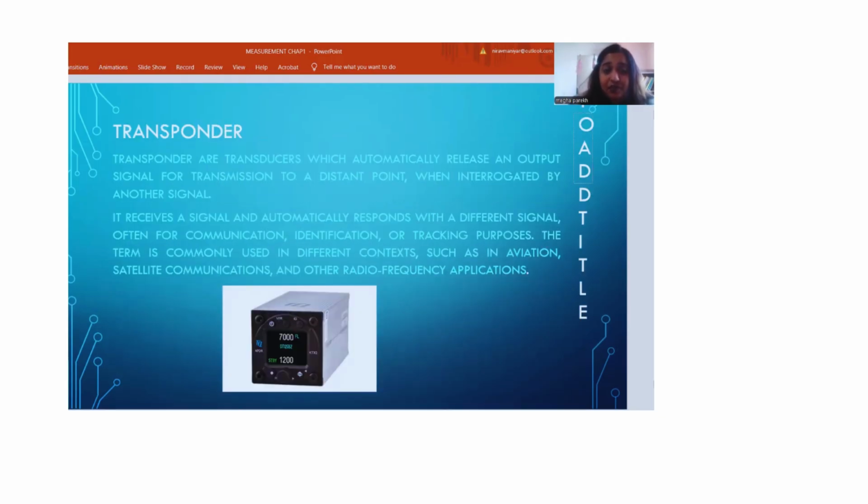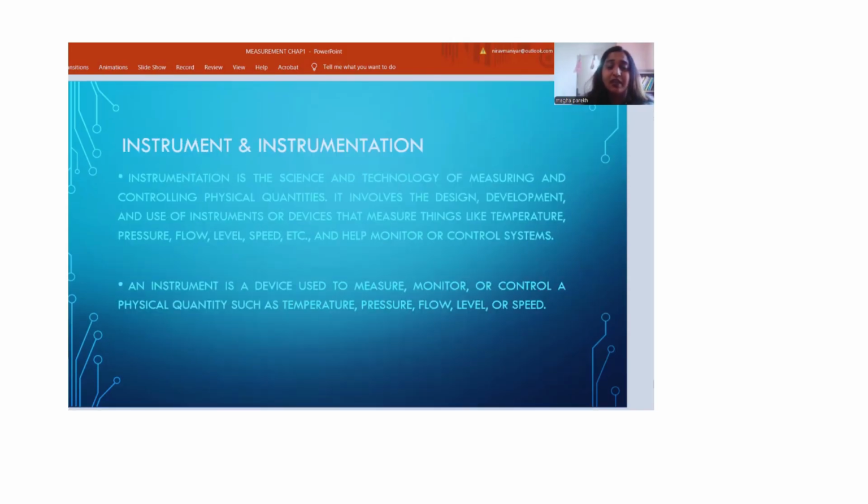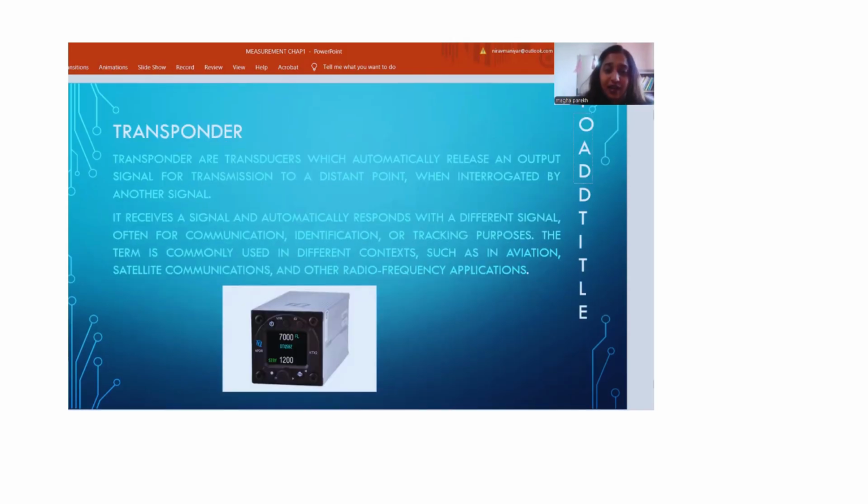What is a transponder? Transponders are transducers which automatically release an output signal for transmission to a distant point when interrogated by another signal. It receives a signal and automatically responds with a different signal, often for communication, identification, or tracking purposes. The term is commonly used in different contexts, such as in aviation, satellite communication, and other radio frequency applications.